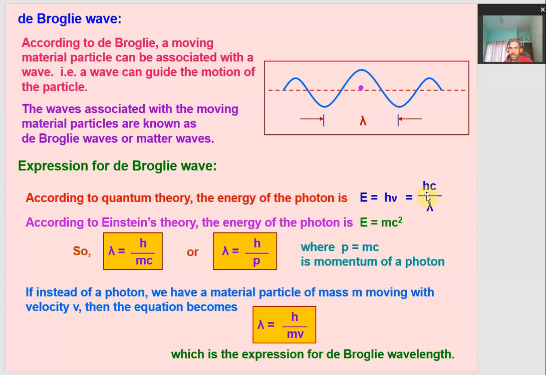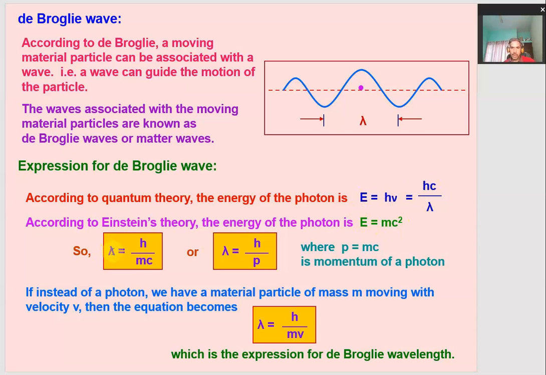And there is also Einstein's theory regarding the energy of a photon, which says that if m is the mass of the photon, then its energy will be given by E = mc². This is the mass-energy equivalence. So both of these equations are talking about the energy of a photon, so both can be equated. When we equate these two equations, we get the wavelength associated with the photon.